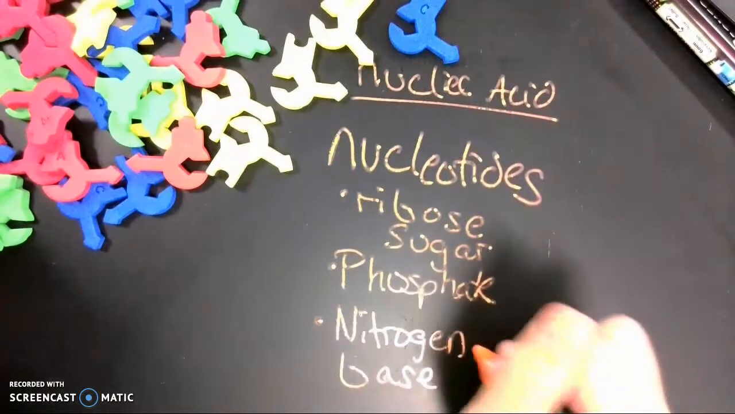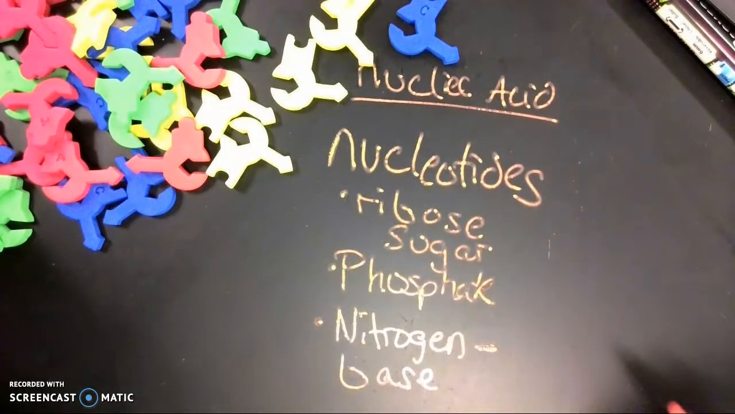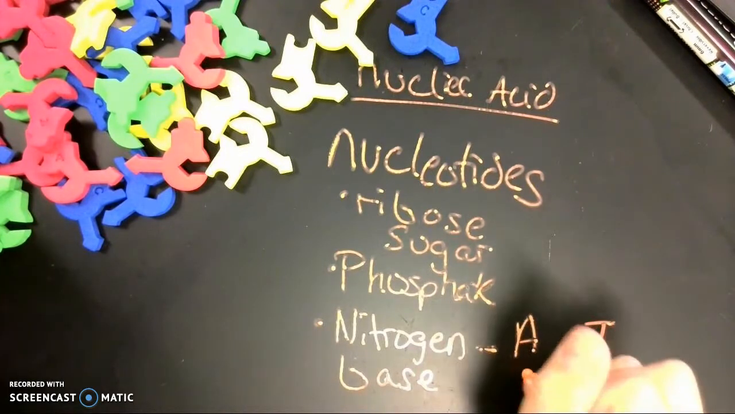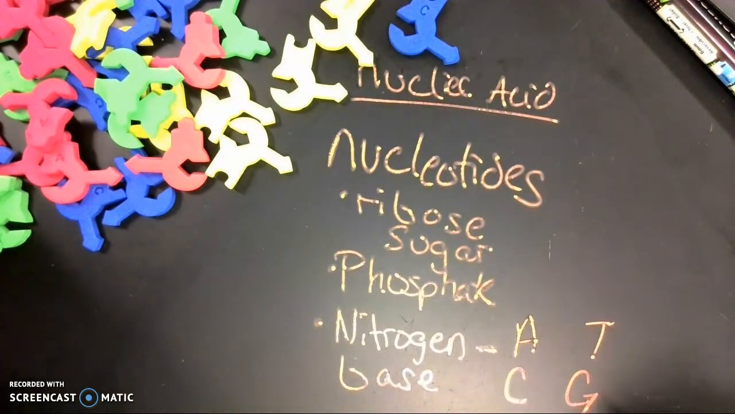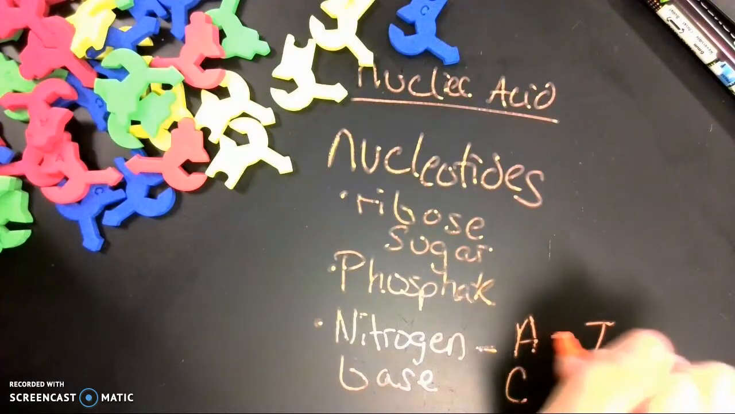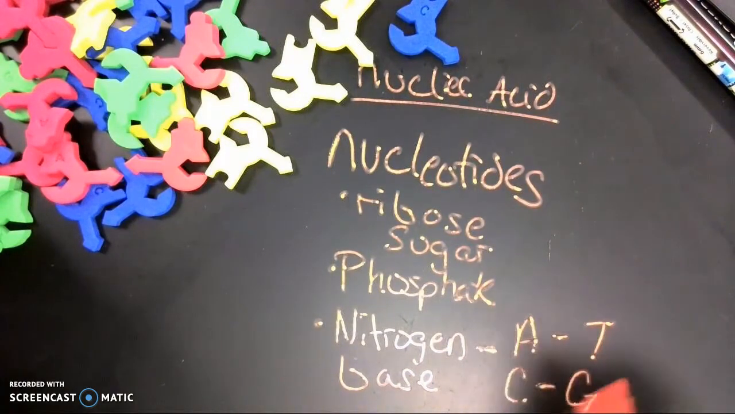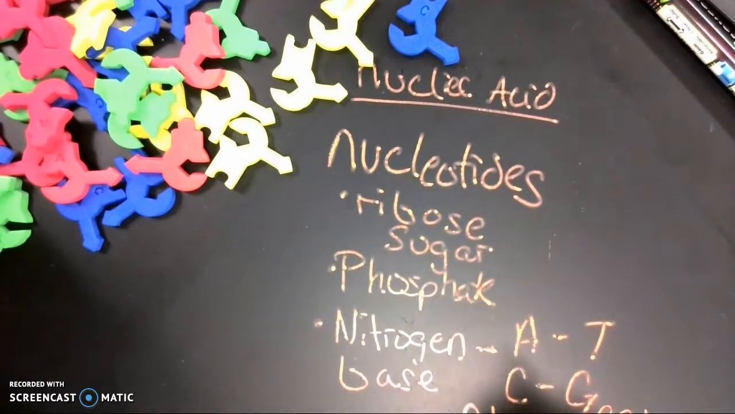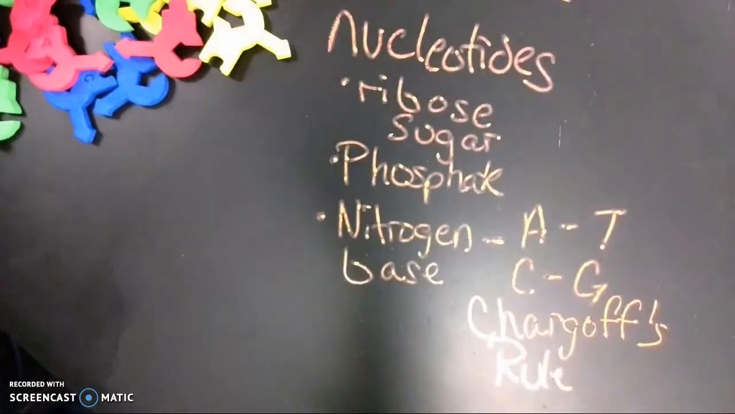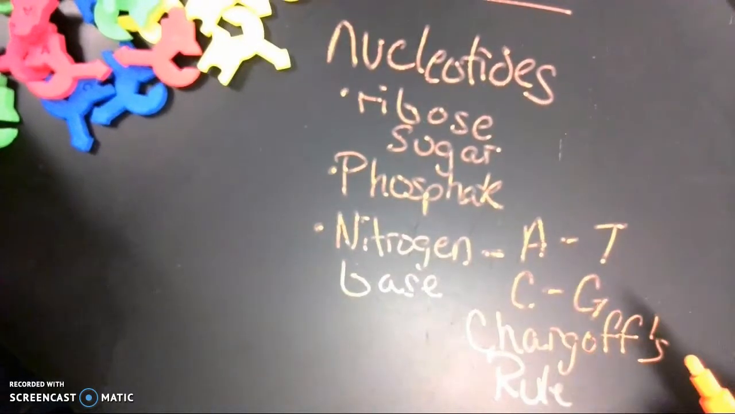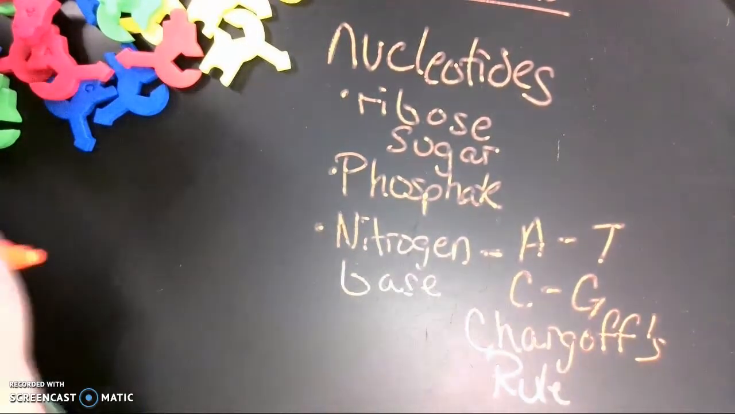Now our nitrogen bases are going to be the part that differs. For each nitrogen base, we can have an A, a T, a C, or a G for DNA. A will always bind with T, and C will always bind with G. If you remember, that is Chargaff's rule. Okay, A will always bind with T, C will always bind with G. So we're going to set up our DNA.